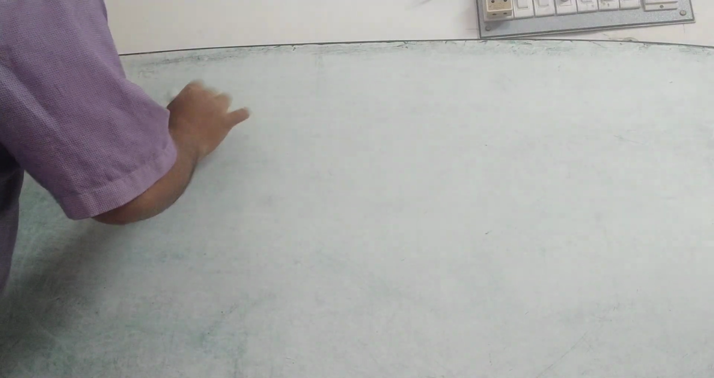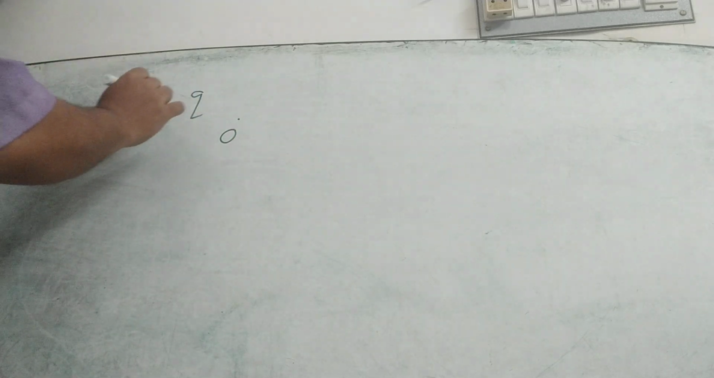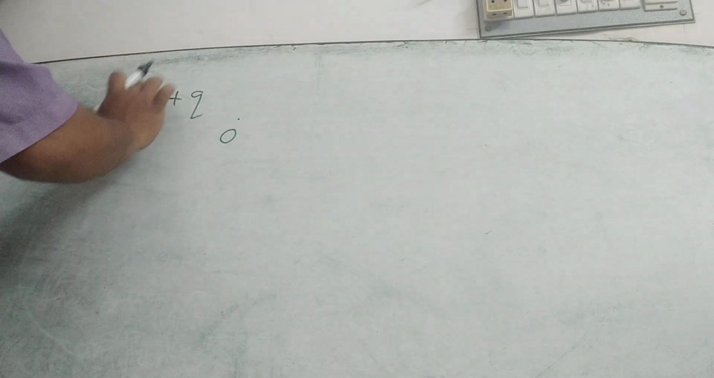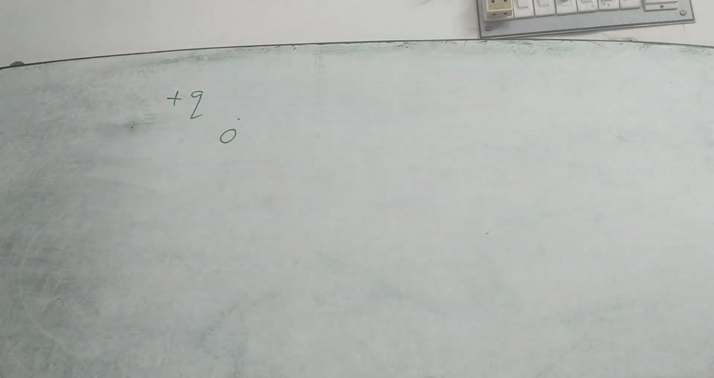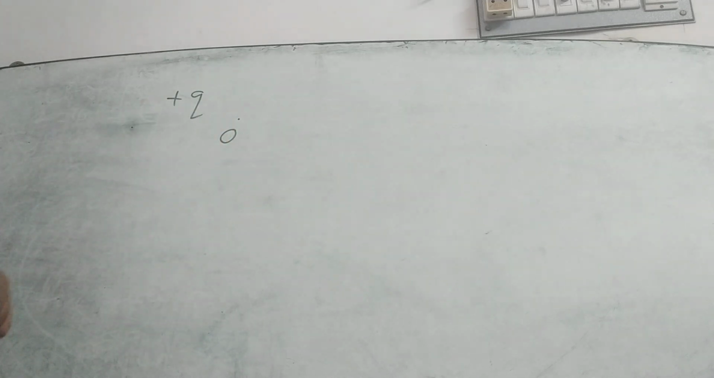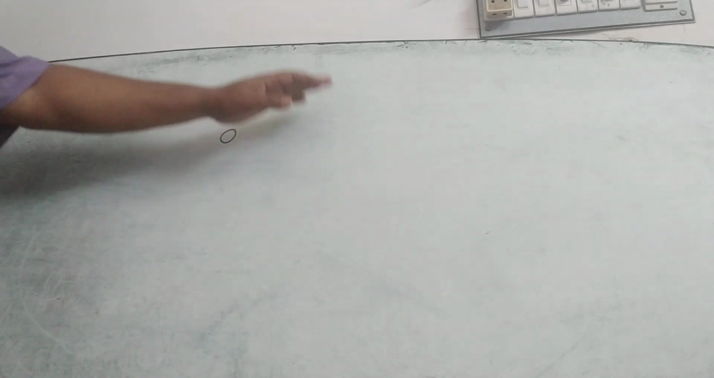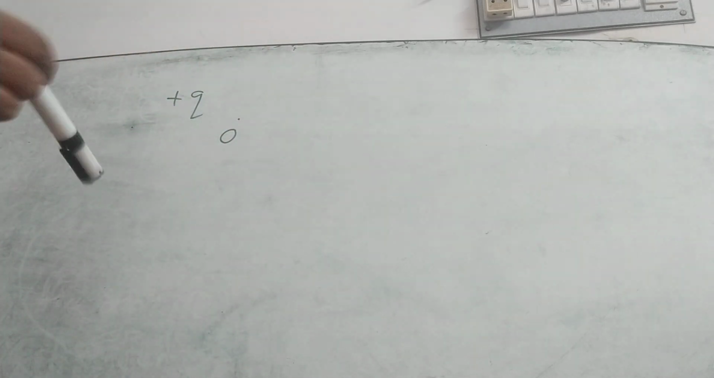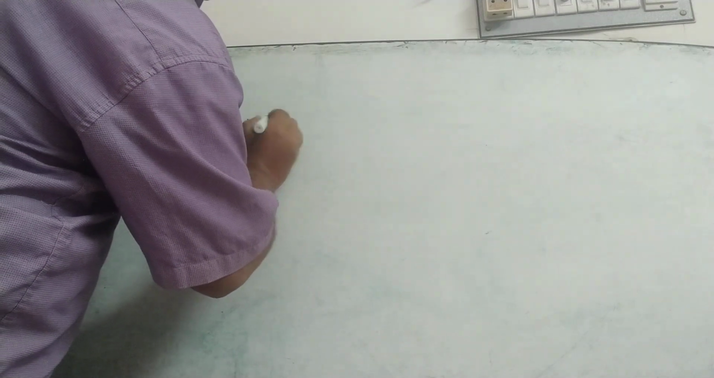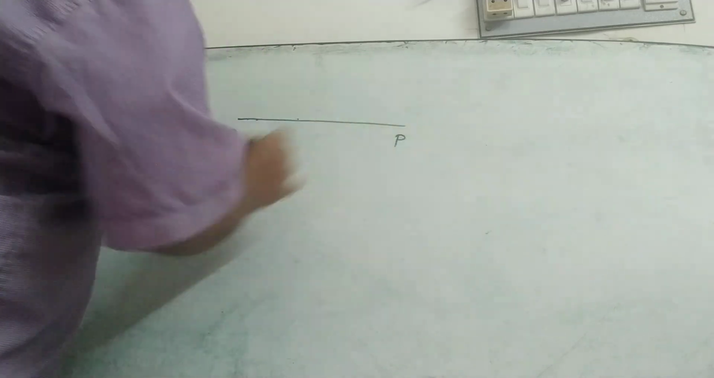Let Q be a point charge at a point O. Let Q be a positive point charge. Then the plus Q charge creates an electric field in this region. Now let us consider another point P.